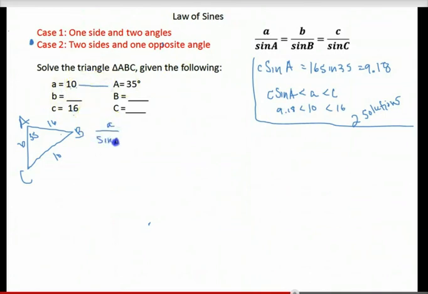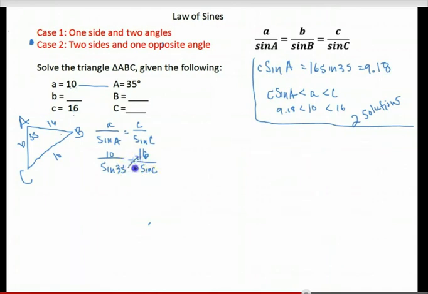So A over sine A is what I'm going to start with. We're given C, so angle C is what I'll have to find first. So C over sine C. We know A is 10. We know the angle A is 35. Don't know my angle C, but I do know the side C is 16. So we have 16 over the sine of C, and we want to solve for angle C.